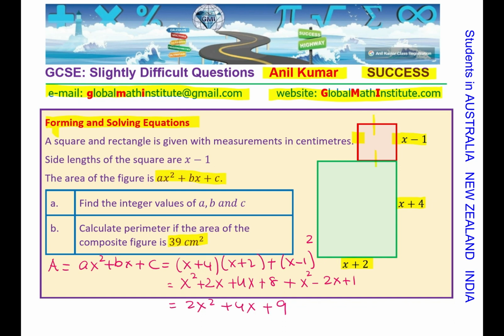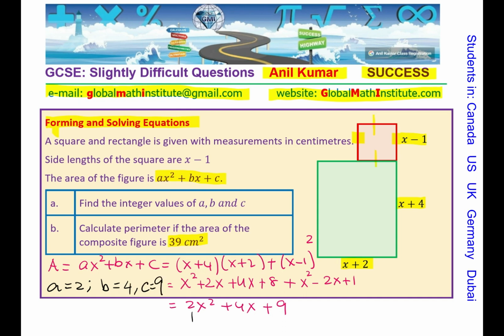And so we can now answer part A. Clearly, we know that a is equal to 2, b is equal to 4, and c is equal to 9 for this particular case. Clear? So we got the values for a, b, and c. 2x square plus 4x plus 9.